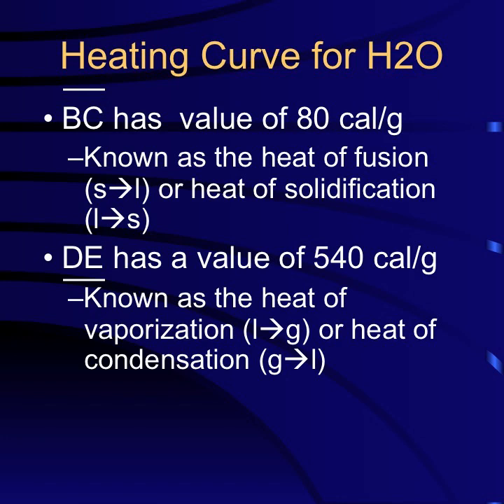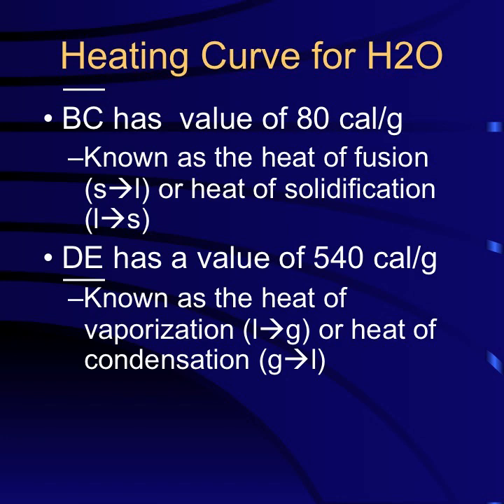The heat of solidification is also 80 calories per gram, and it's the amount of heat that has to be lost by 1 gram of water to turn into 1 gram of ice at the melting point or freezing point. Remember that melting and freezing point are the same thing. They're the same temperature. Segment DE has a value of 540 calories per gram. Notice the length of segment BC compared to the length of segment DE.